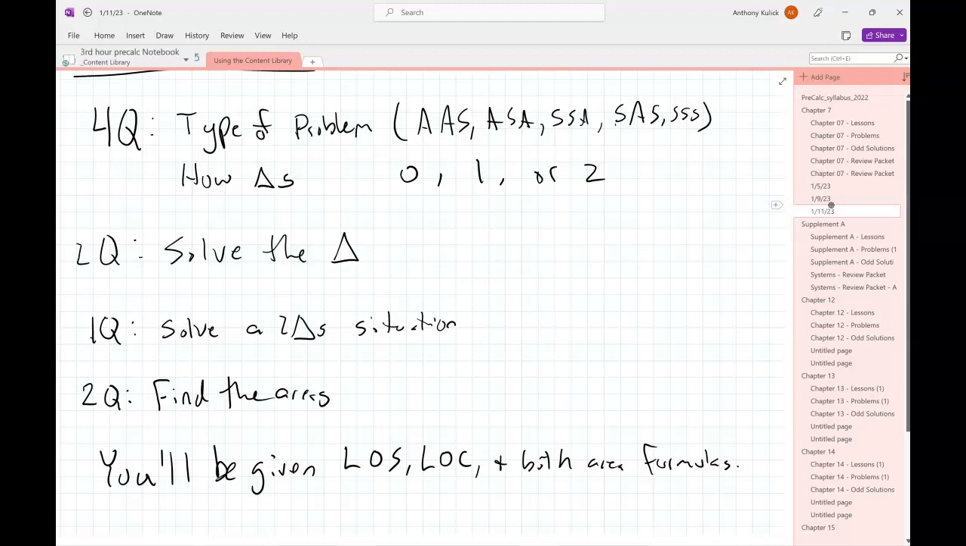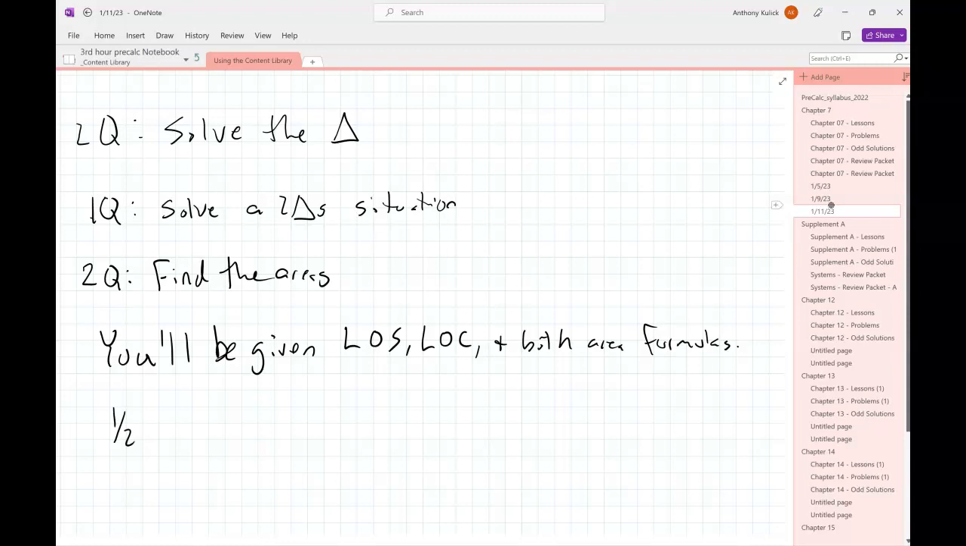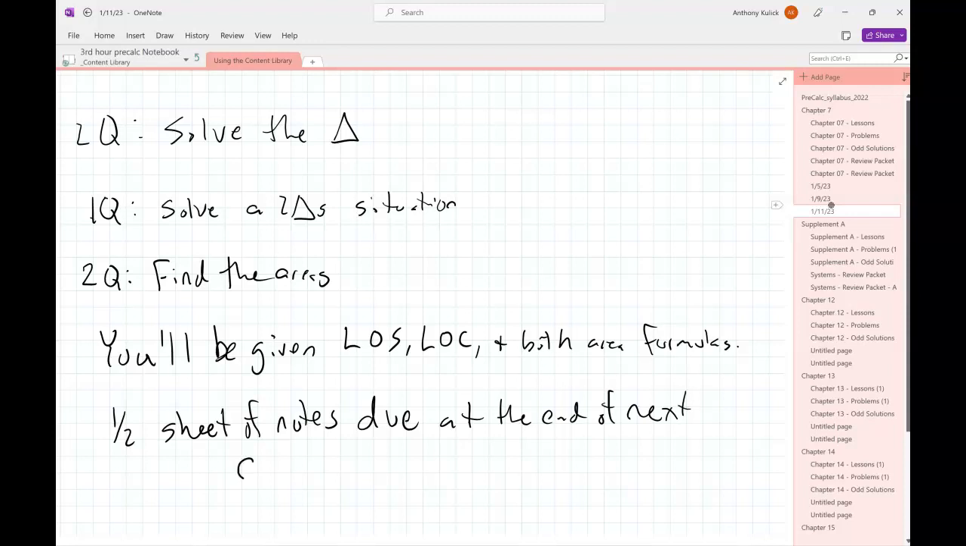So you'll be given on the test the law of sines, law of cosines, and both area formulas. And as per usual, you make a half sheet of notes. Since we're not taking the test next class period, we can have it due at the end of next class period. There's no rush on that. Again, not required, but you can make a half sheet of notes. You can write on both sides. Put anything on there you want. Turn it in by the end of next class. I'll give it back to you on the test day. You can use it with your test.